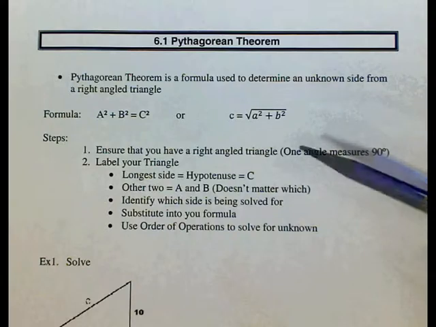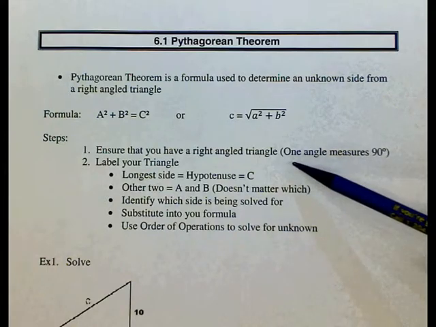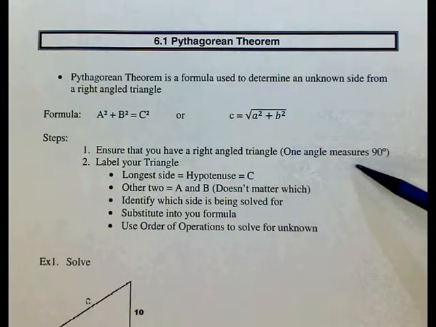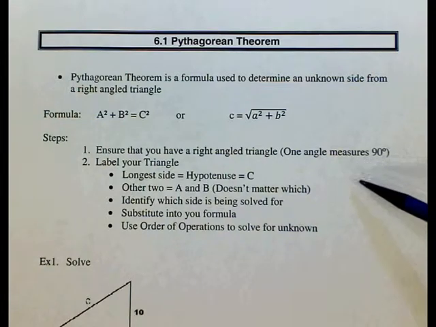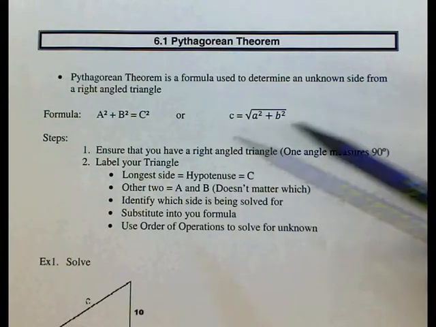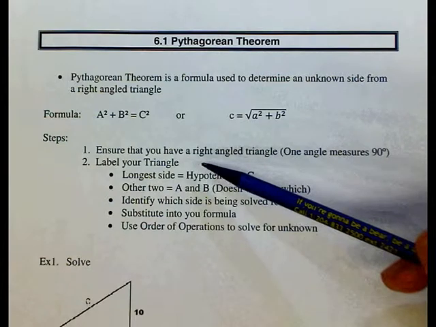Now the first thing you need to do is ensure that you have a right-angled triangle. And of course, a right-angled triangle is one angle that measures 90 degrees. Usually you'll see a little box in the corner of that angle to indicate 90 degrees. Once you are sure you have that 90-degree triangle, you have to start by labeling your triangle.